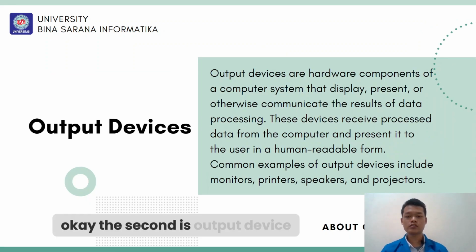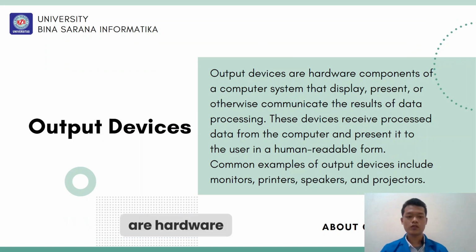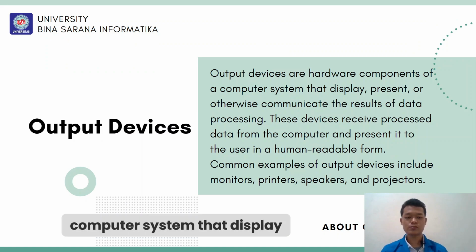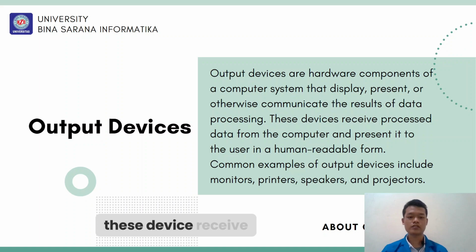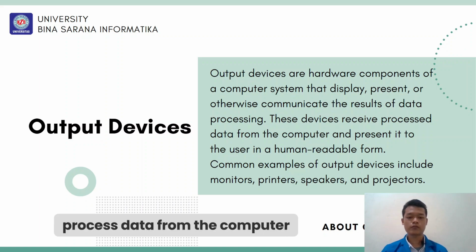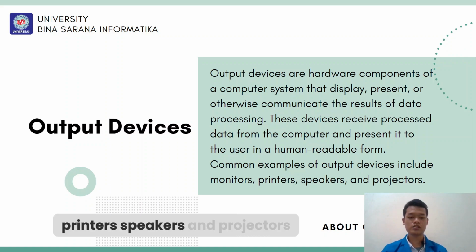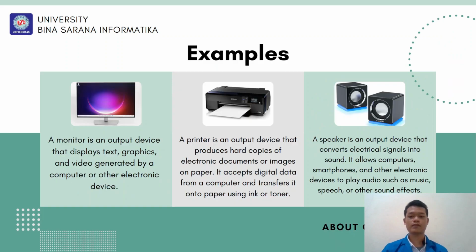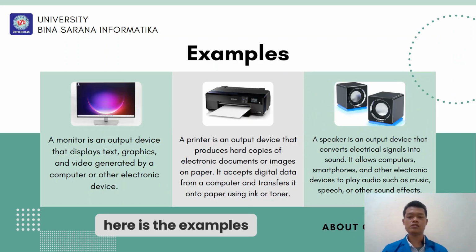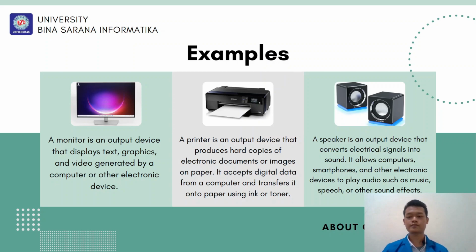Okay, the second is output device are hardware components of a computer system that display, present, or otherwise communicate the results of data processing. These devices receive processed data from the computer and present it to the user in a human-readable form. Common examples of output devices include monitors, printers, speakers, and projectors. Here is the examples of output device.